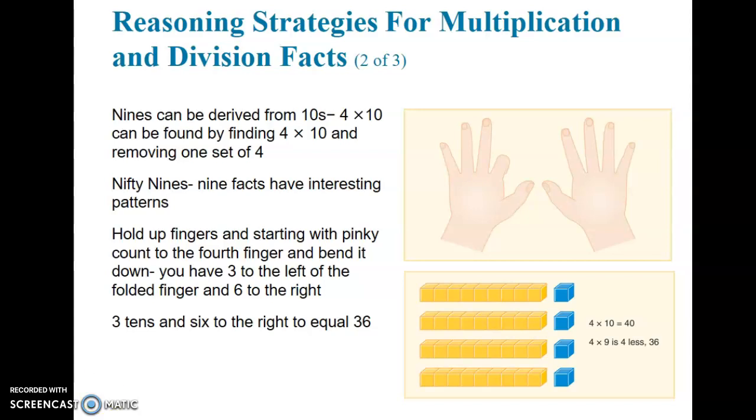Using your hands to solve facts of 9. Hold up both hands, start with the pinky on the left hand and count over for which fact you are doing. For example, 4 times 9, you would count, move to the fourth finger, bend it down, look at your fingers. You have 3 to the left of the folding finger, so 3 tens, and 6 to the right, 36.